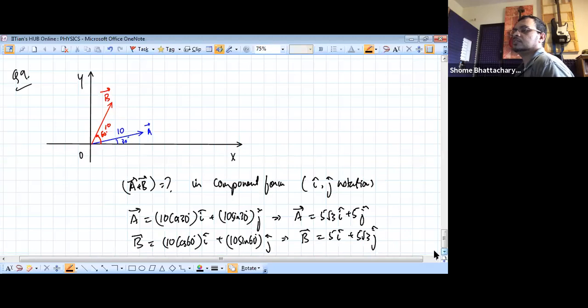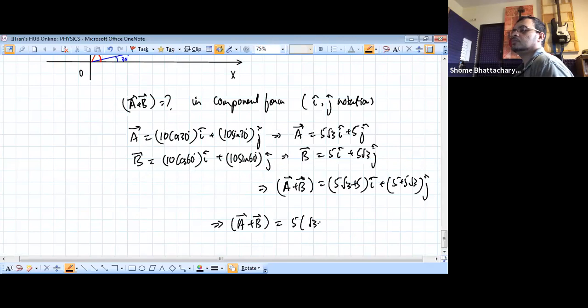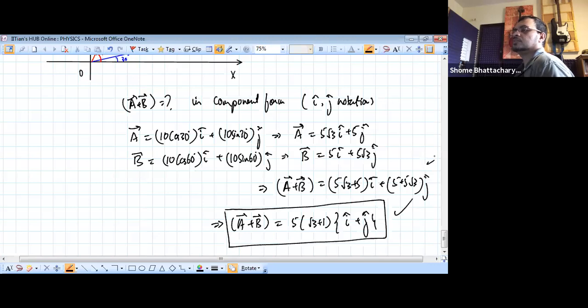So now you can very easily see here that the sum of A and B will become 5 root 3 plus 5 i cap plus 5 plus 5 root 3 j cap. So you can also express A plus B like this: 5 into root 3 plus 1 times i cap plus j cap. This or even this is fine. It depends on how the answer is expressed in the question.